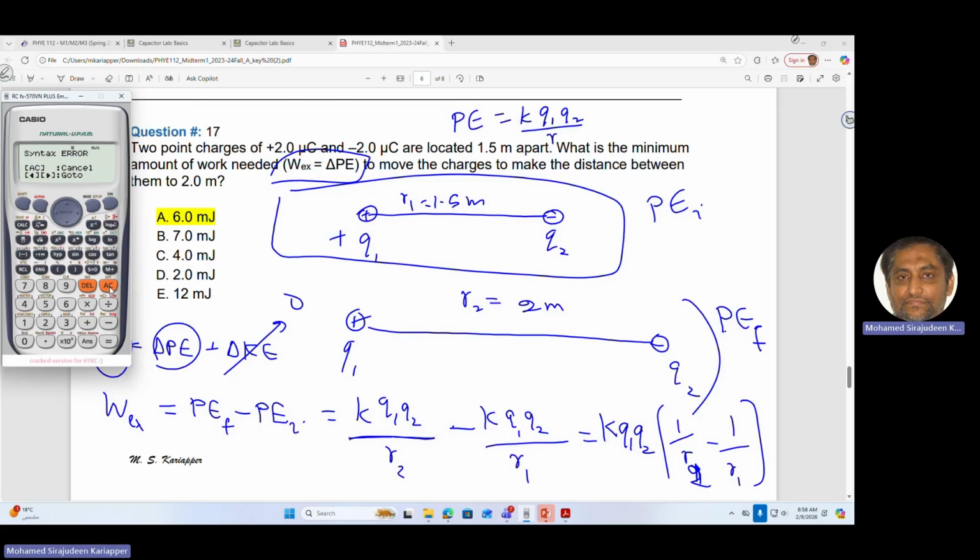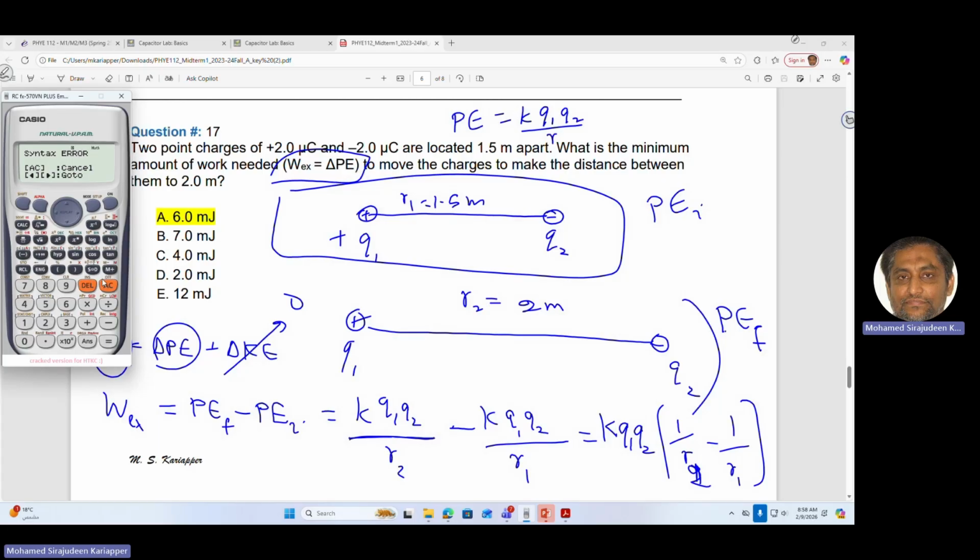I did something wrong. Let me see. I was thinking of an equation or what? What did I do? No, I didn't put any equation. 8.99 times 10 to the power 9, 2 times 10 to the minus 6, minus 2 times 10 to the minus 6, into 1 over R1 minus 1 over... syntax error.